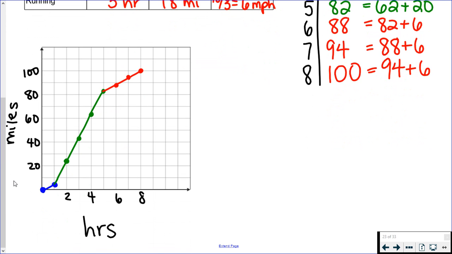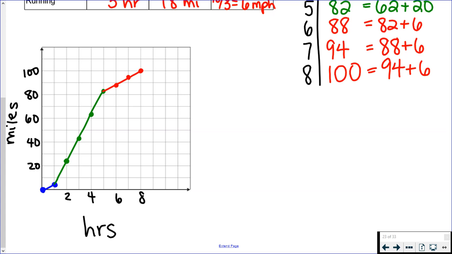Okay, so this is what it would look like. We had that first little piece where he swam. He just swam for 1 hour and he went 2 miles, that's it. The next piece went from hour 1 to hour 5, and then after 5 went from 5 to 8. So hopefully your graph looks something like that if you decided to try to graph it on your own, which I hope you did. Now we need to figure out the equations.